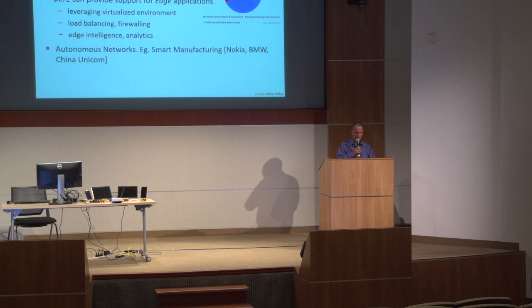And the interesting idea here, the autonomous networks, is that there was an article a few weeks ago, I believe, where Nokia and BMW were in a partnership with China Unicom to install a private LTE at a factory in China. So obviously this is something that's happening today.